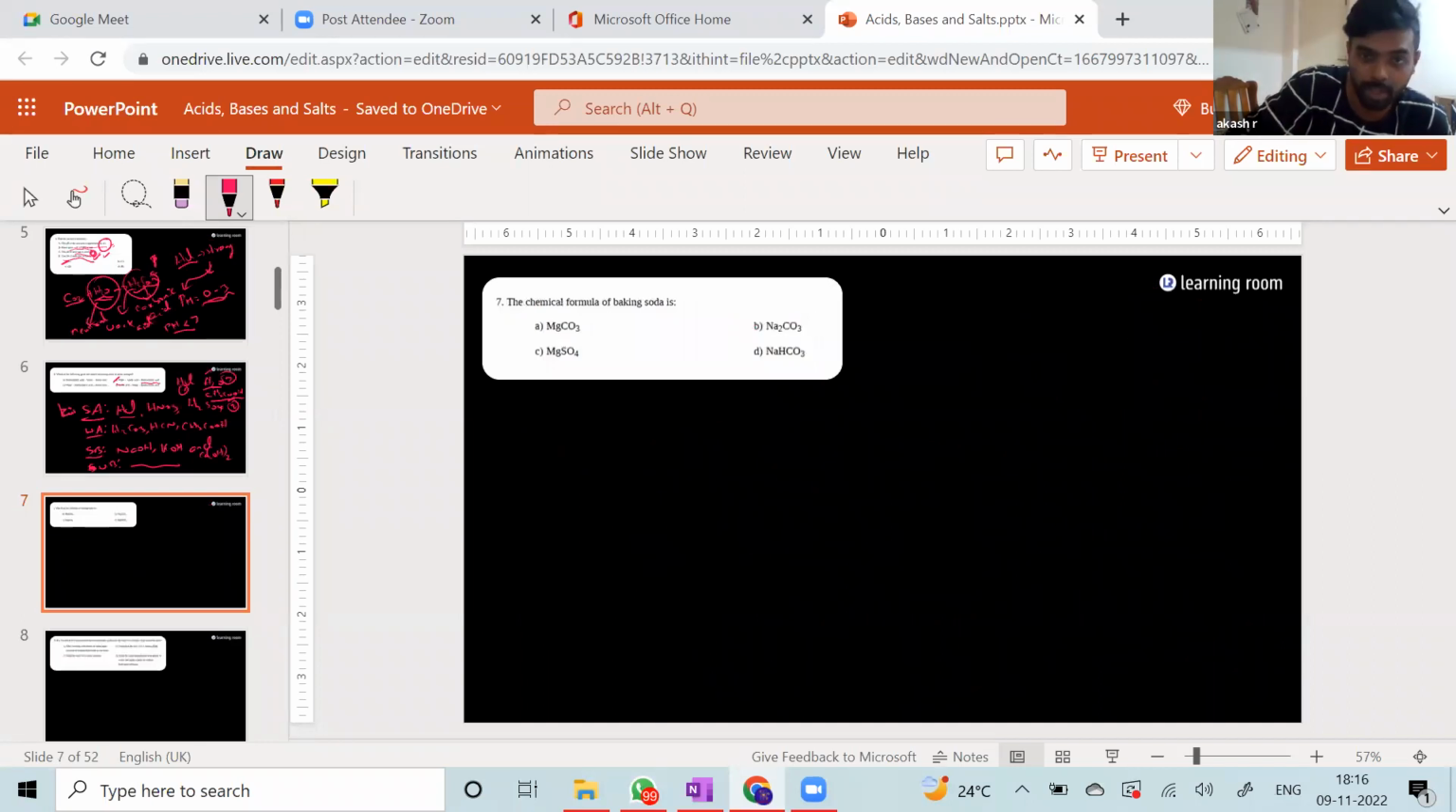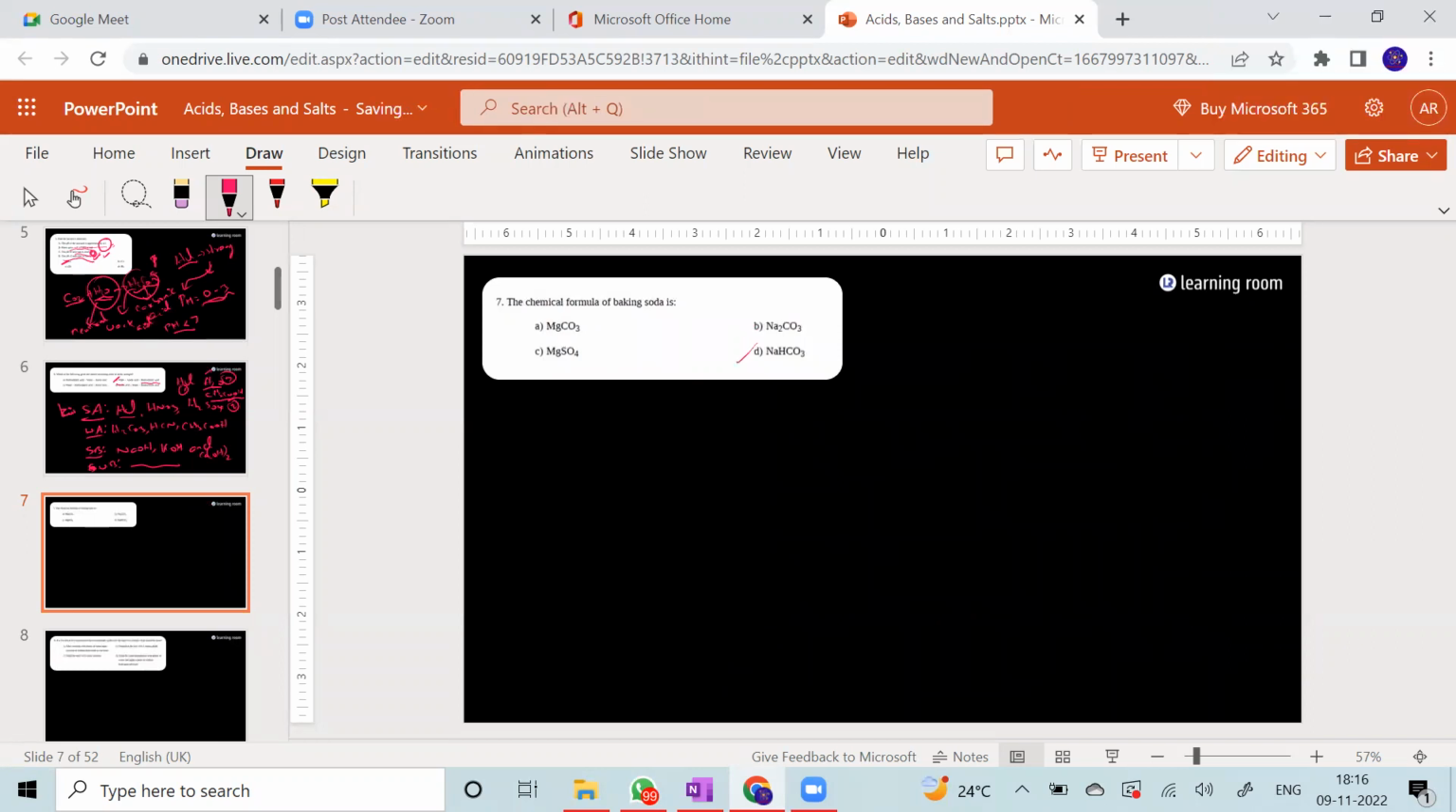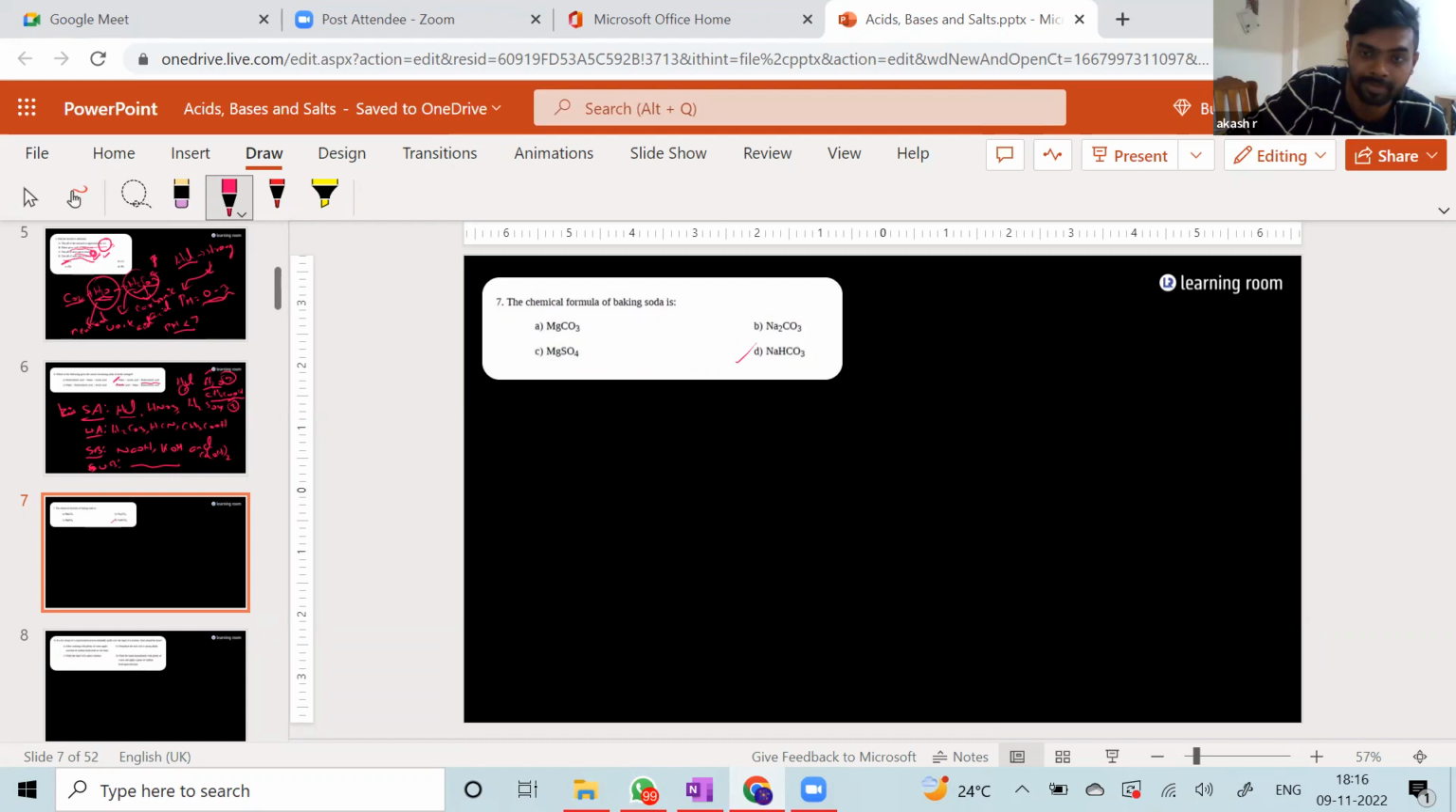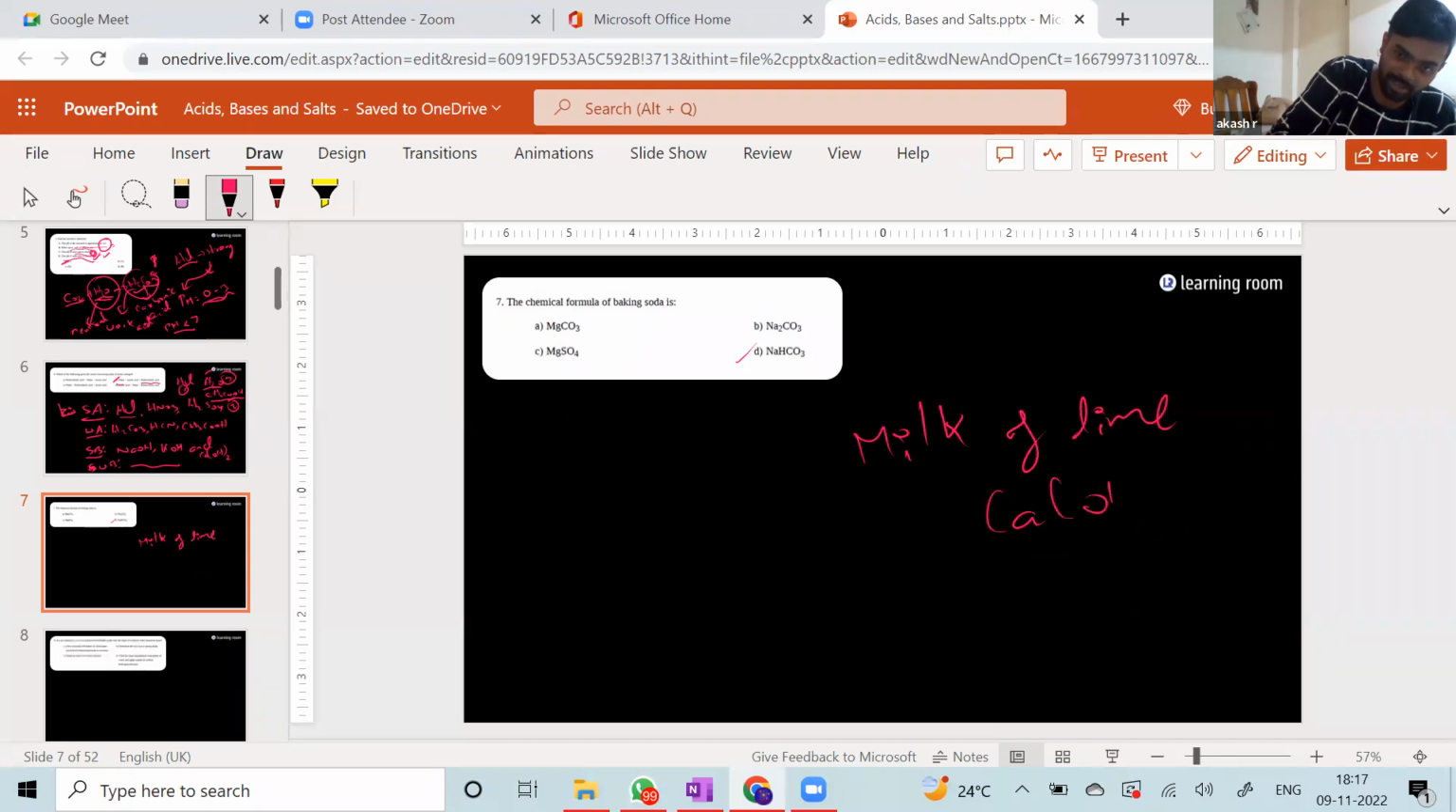Chemical formula of baking soda. What is baking soda? Quick. NaHCO3. What is washing soda? Na2CO3. What is milk of magnesia? Mg(OH)2. What is milk of lime? Milk of lime might not be there in the book. Milk of lime is Ca(OH)2. Milk of magnesia is Mg(OH)2. Anyways, here if they're asking about baking soda, it is obviously going to be NaHCO3.